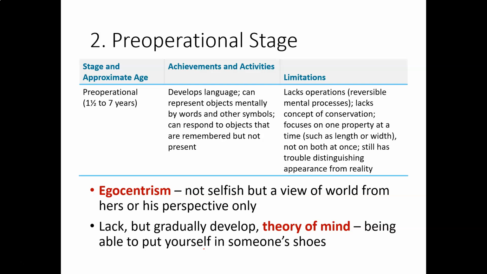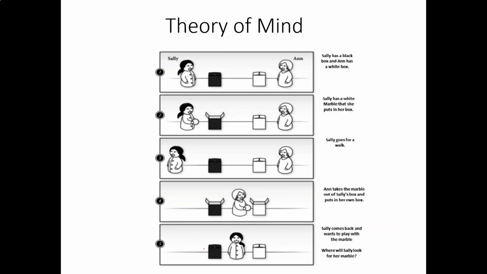We can test theory of mind by using this particular vignette. We would present it to a child to test their theory of mind. Are they able to put themselves in the shoes of one of these two individuals? Here's the vignette. Sally has a black box, Anne has a white box. Sally has a white marble that she places into her box. Then Sally leaves and goes for a walk. Anne, being the naughty girl that she is, takes the marble out of Sally's box and puts the white marble in her own box. Anne leaves. Sally comes back and wants to play with her marble. Where would she look for that marble?